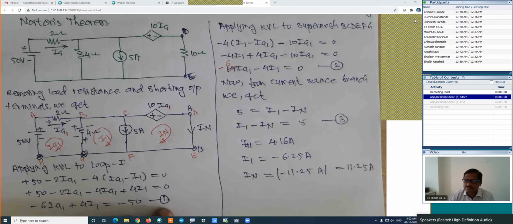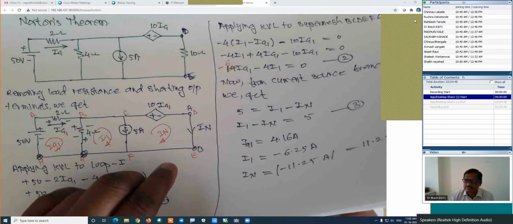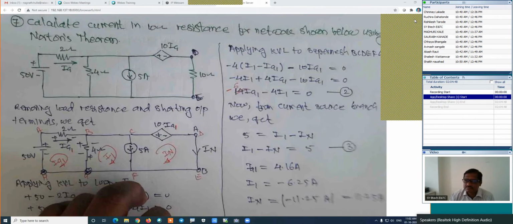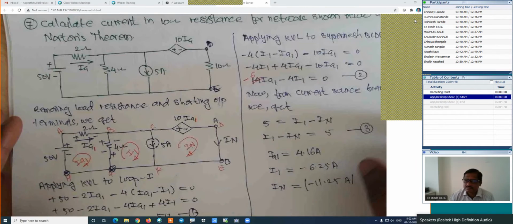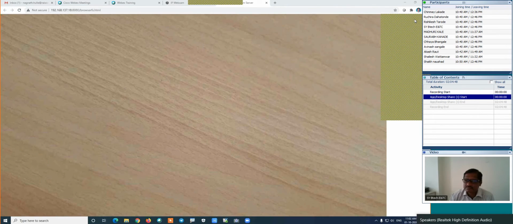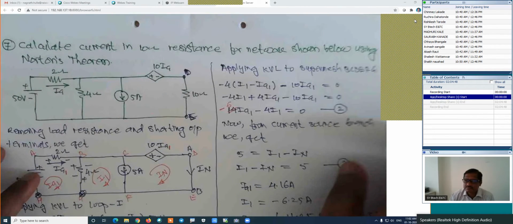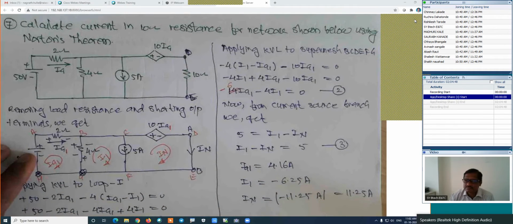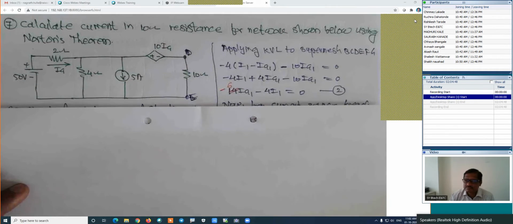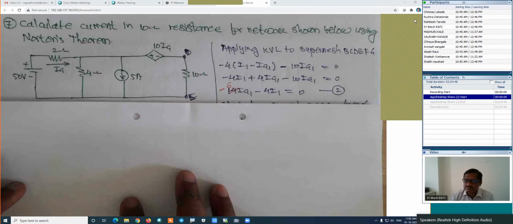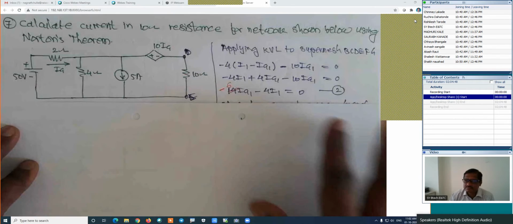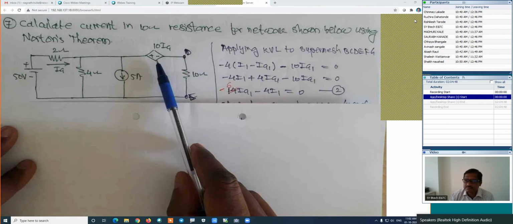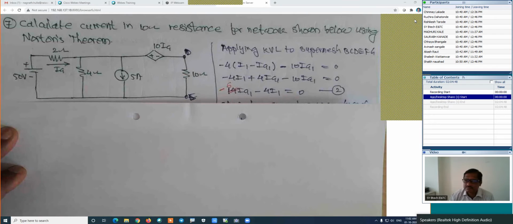Now here, if we know the IN, then we are interested in the calculation of RN. Now look at this carefully. Sorry, RN. So here in this case, we have calculated the IN. Now we are interested in the calculation of RN. How is the RN calculated? Generally, RN calculation is the same as the RTH calculation.